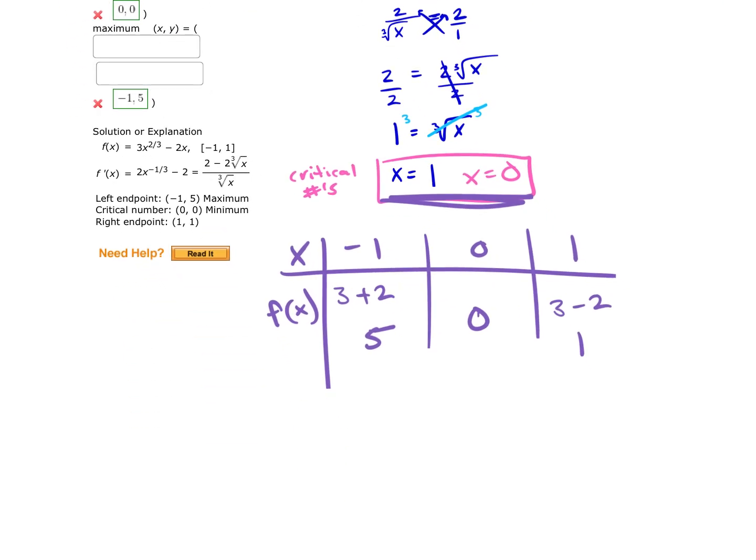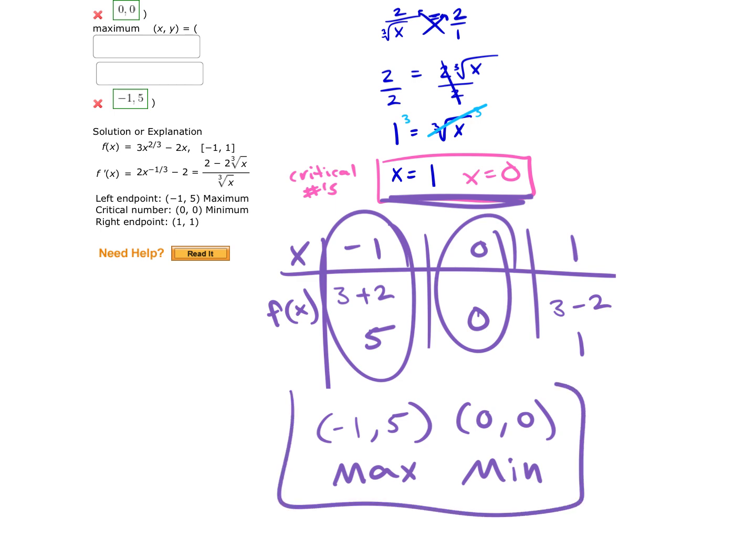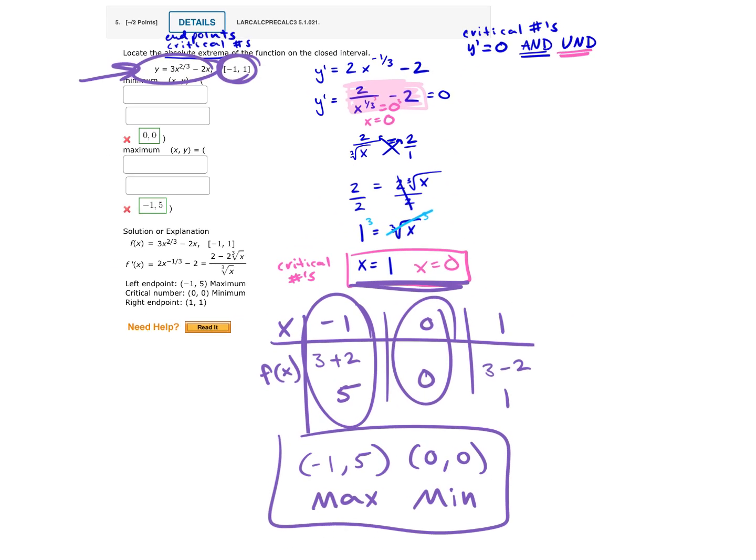So what's our highest y value that we have? 5. Perfect. So the point -1 comma 5 would be our maximum because it's the highest y value. What's our lowest y value? 0. So what would our minimum be? 0, 0. Perfect. So this would be our absolute extrema, our maximum and minimum. It is possible that you could have more than one maximum, could have more than one minimum if you had two of the same y values.